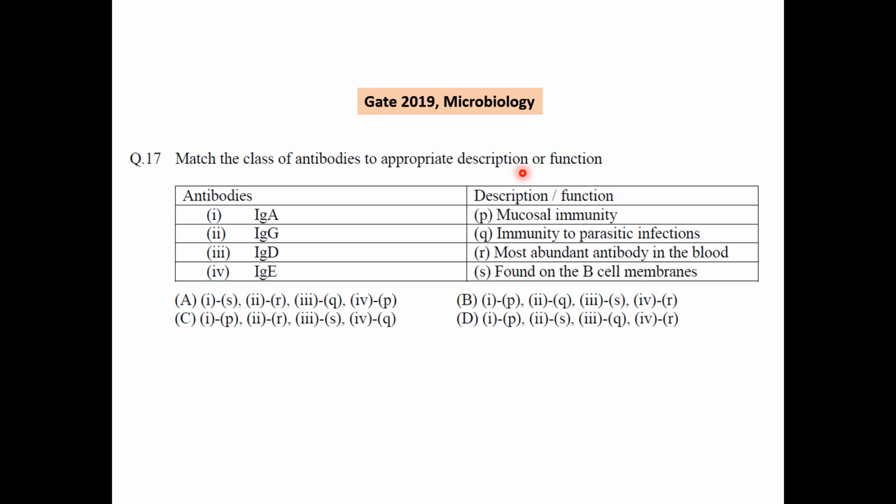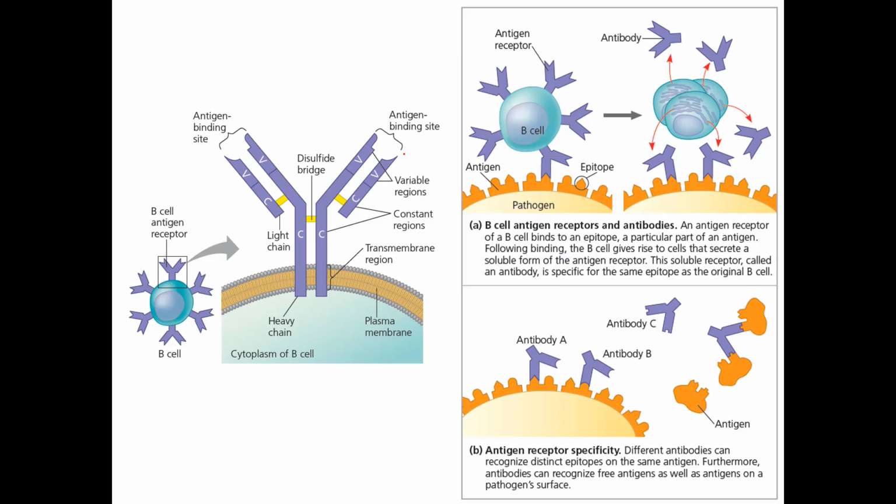So to answer this question, we first have to have a brief knowledge about the different kinds of antibodies, what antibodies basically are, and what their functions are. So immunoglobulins are basically B cell antigen receptors which are produced by the B cells, or B lymphocytes, which are a class of white blood cells. B cell antigen receptors are present on the membrane of the B cell. They are attached to the membrane. They have a transmembrane region which helps them remain attached to the B cell membrane.